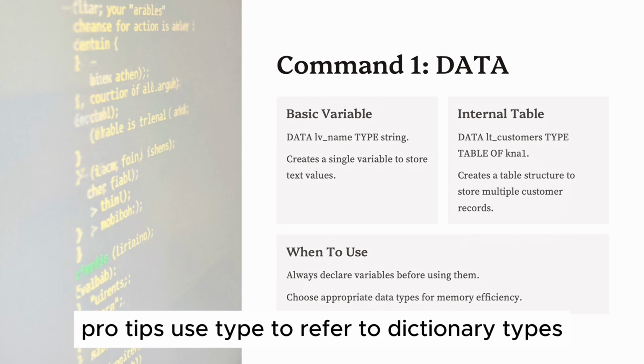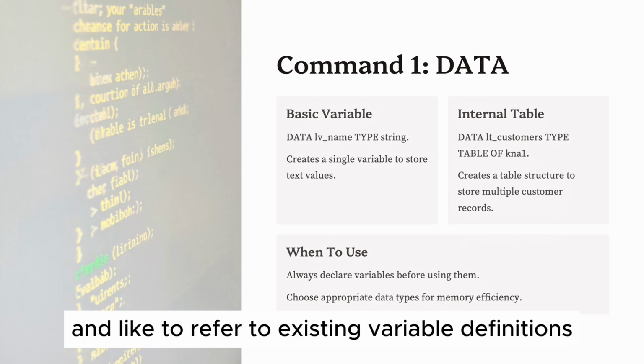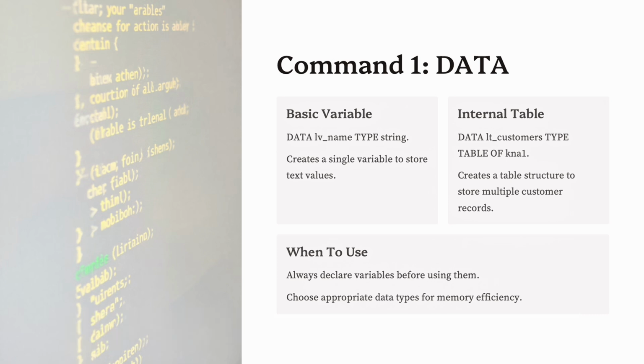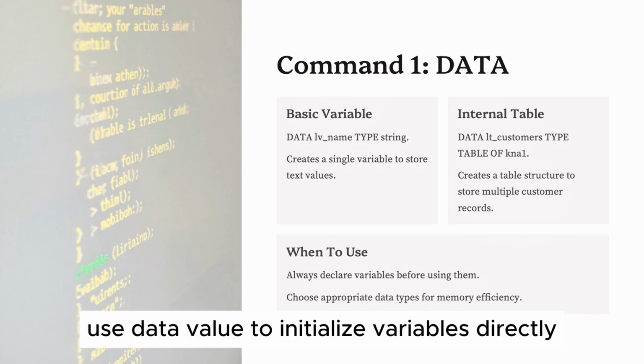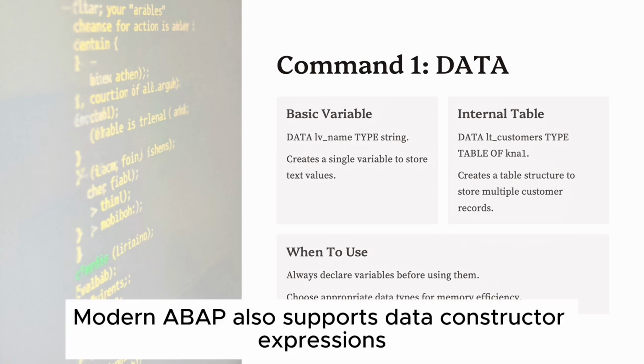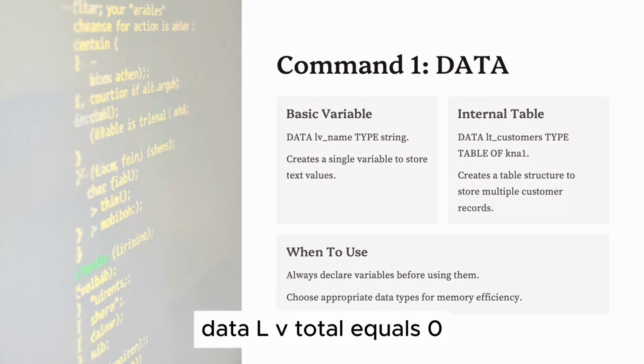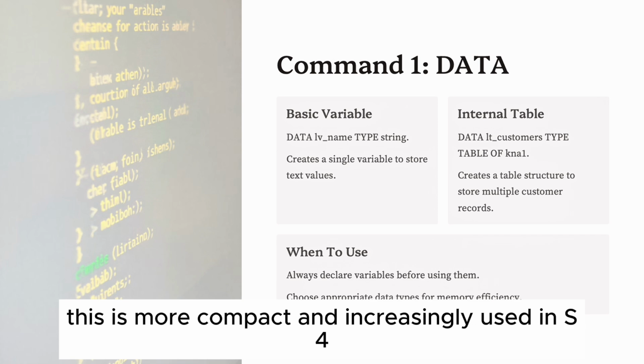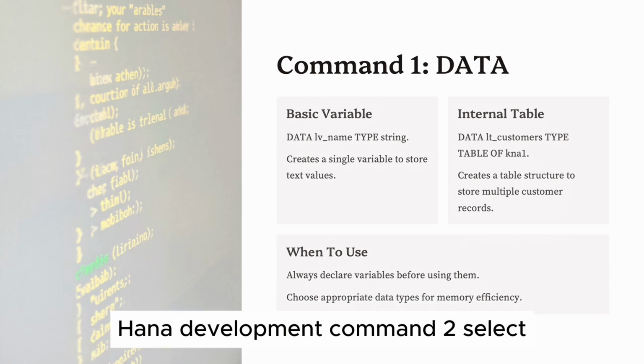Pro tips. Use TYPE to refer to dictionary types and LIKE to refer to existing variable definitions. Use DATA with VALUE to initialize variables directly. Bonus insight. Modern ABAP also supports inline declarations and constructor expressions. DATA(lv_total) = 0. This is more compact and increasingly used in S/4HANA development.